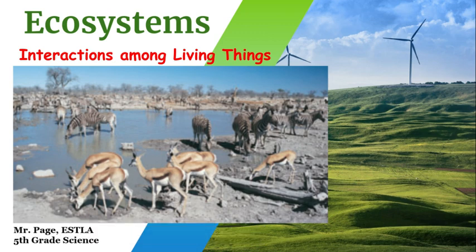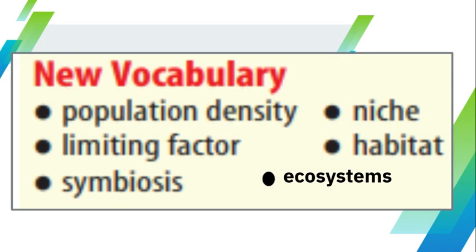Today we're going to be talking about ecosystems, interactions among living things. The new vocabulary for this unit would be population density, limiting factor, symbiosis, niche, habitat, and ecosystems.